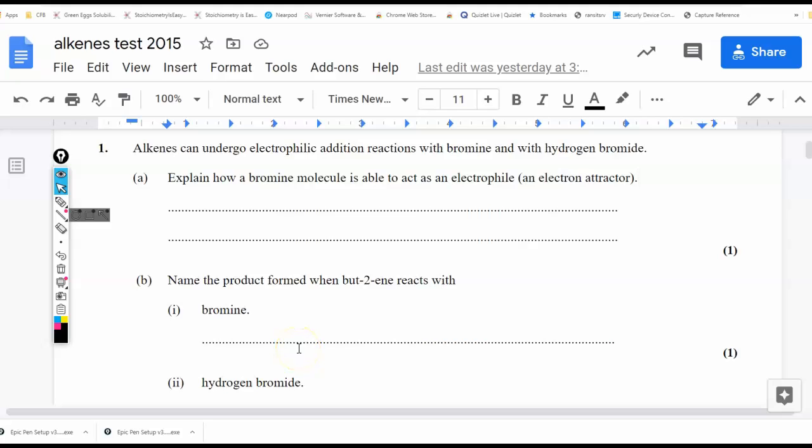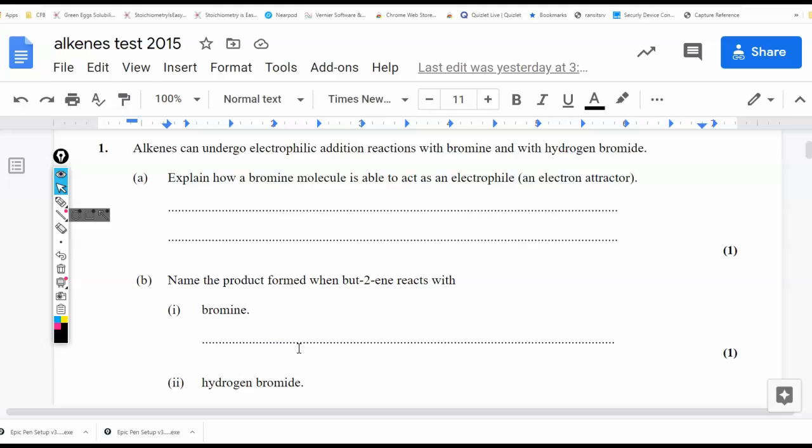Okay, hi everybody. We have some questions to answer today. We want to make sure that we are prepared for our test. So we are going to go ahead and see if we can answer some of our questions about, as you can see, the Alkenes test from 2015. So here we go. We want to explain how the bromine molecule is able to act as an electrophile, in other words, an electron attractor.